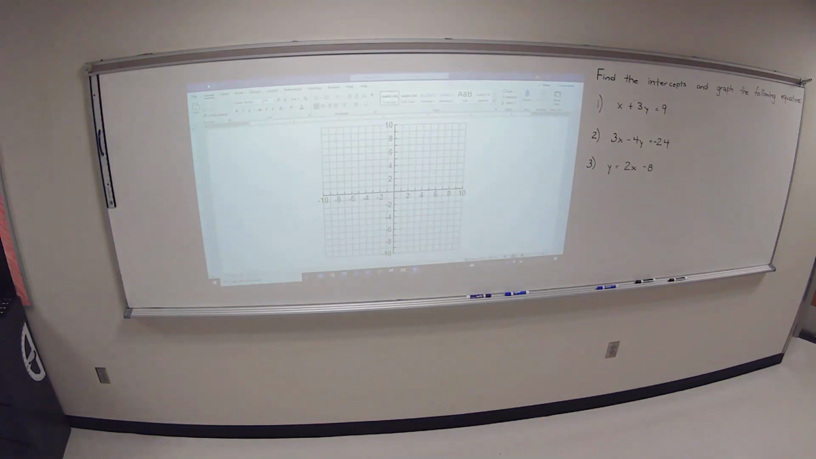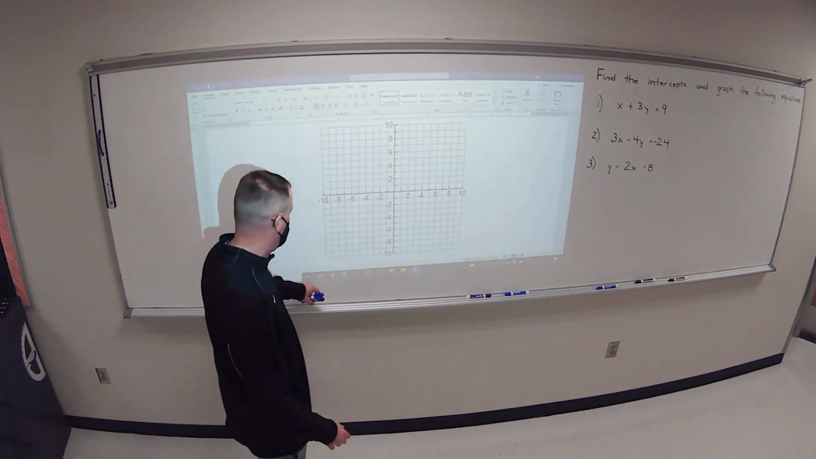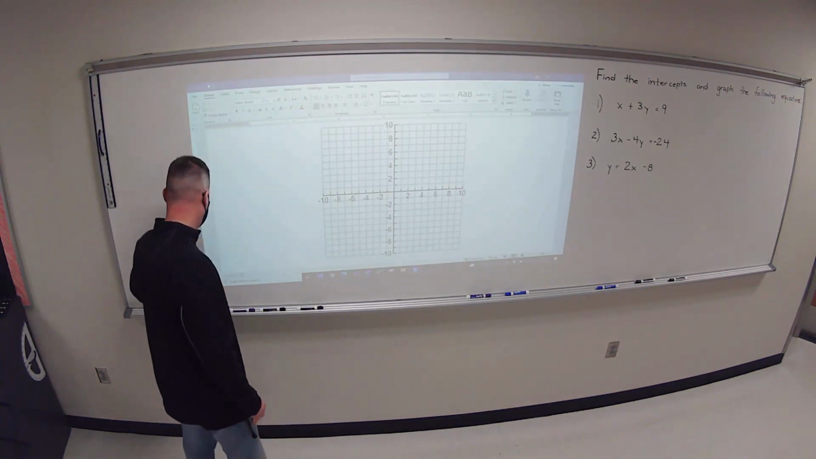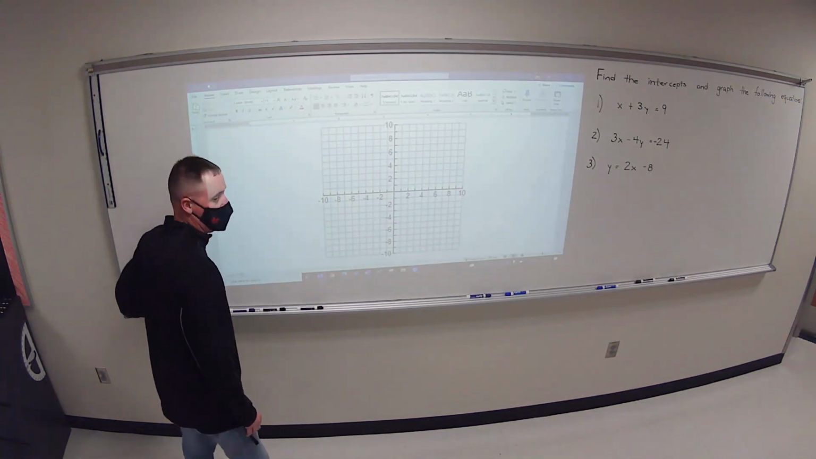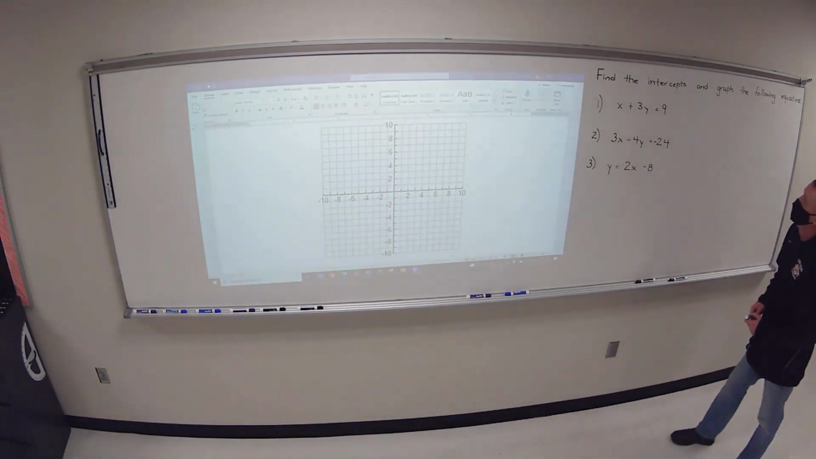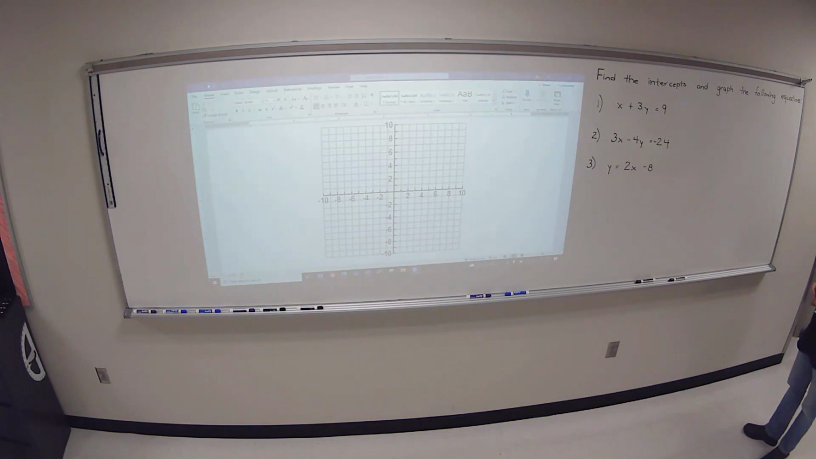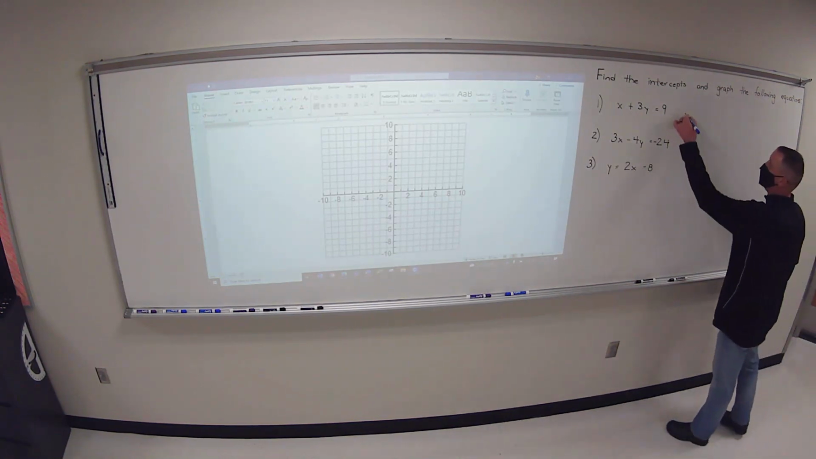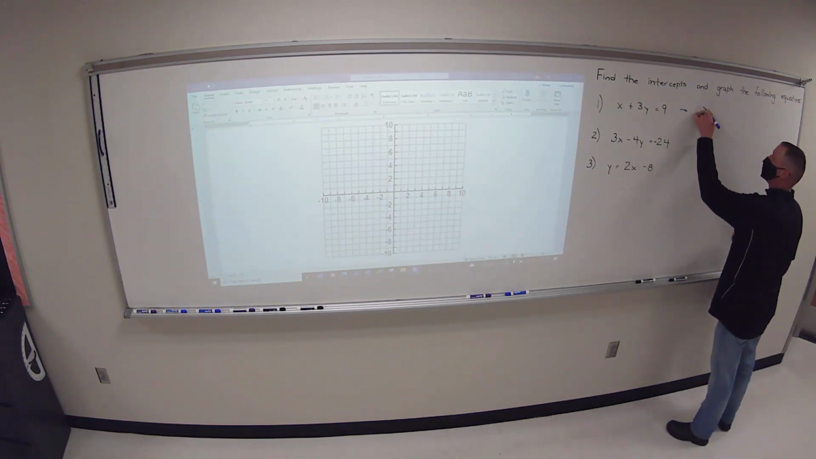Find the intercepts and graph the following equations. So when I say find the intercepts, what am I asking you to find? The x and the y intercepts, okay? So we're going to take this very first equation here, x plus 3y is equal to 9, and we're going to find those two intercepts.